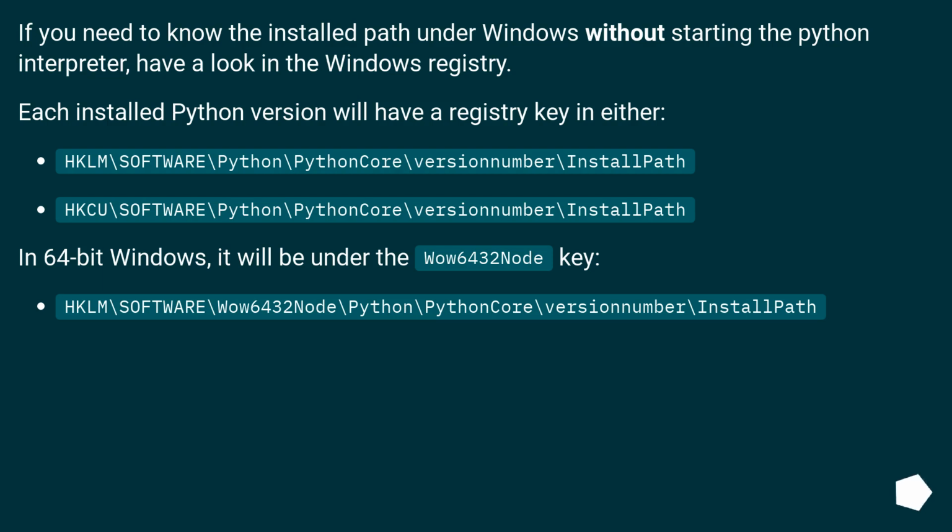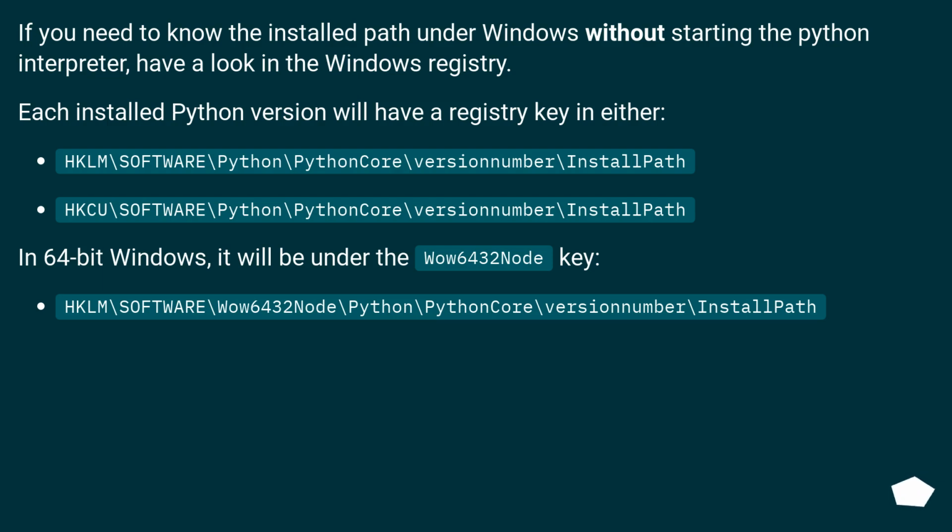If you need to know the installed path under Windows without starting the Python interpreter, have a look in the Windows registry. Each installed Python version will have a registry key in either HKLM/software/Python/PythonCore/version number/InstallPath, HKCU/software/Python/PythonCore/version number/InstallPath.